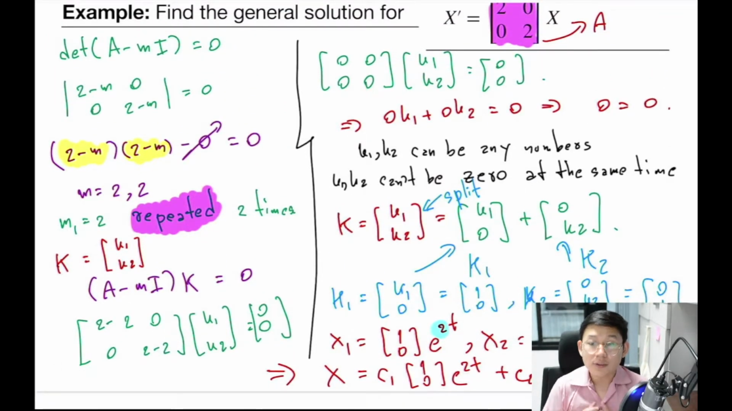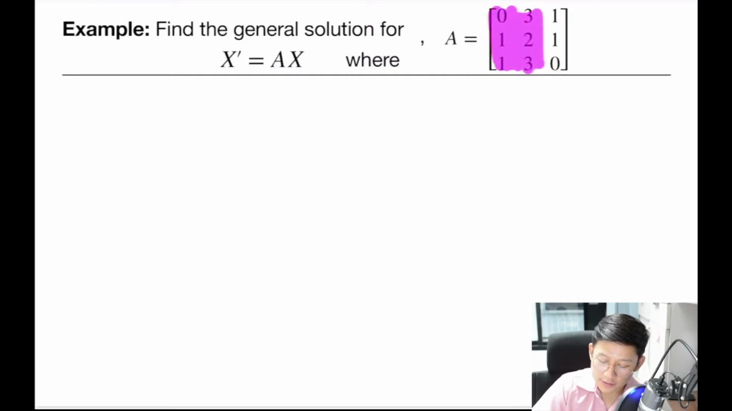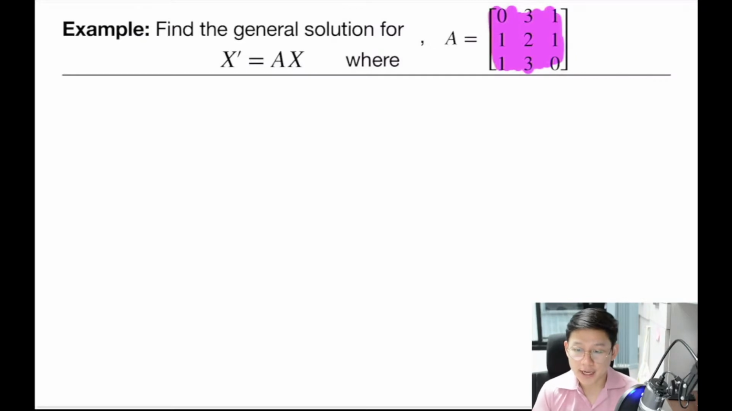I'll take you to the second example. Let's look at the next example, another example where we have three dependent variables. You can see that from the matrix A. The dimension is 3 times 3, which means that we have three dependent variables, let's say x, y, z, or x1, x2, x3. It depends on what you want to call it.